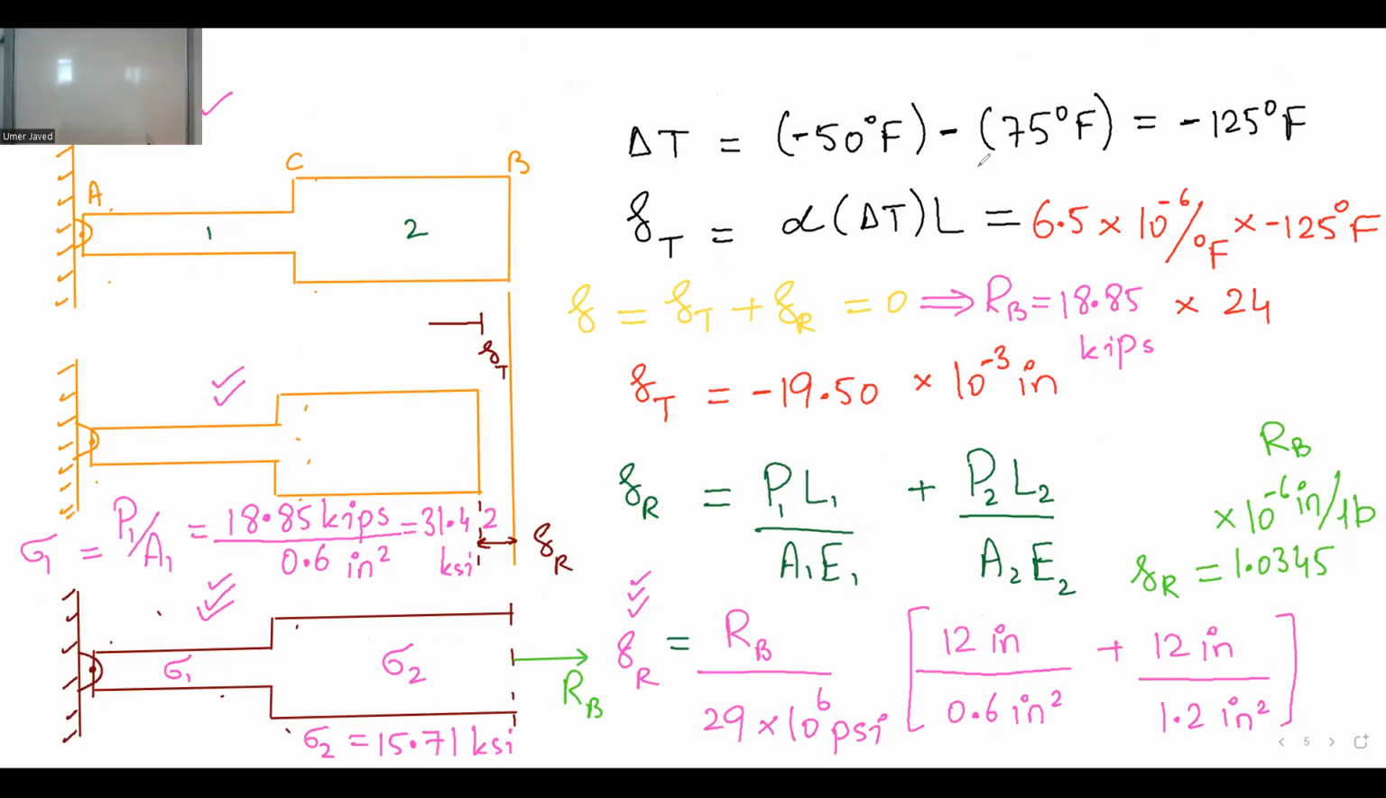Yeah. So delta T is the final minus initial. Delta T is the deflection. The change in length, the deflection due to temperature, or thermal deflection, whatever. Delta R is the reaction deflection, right?